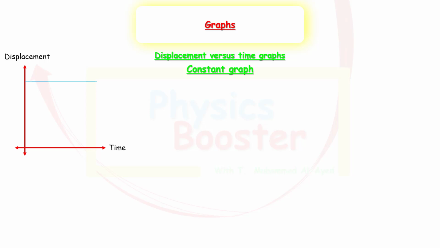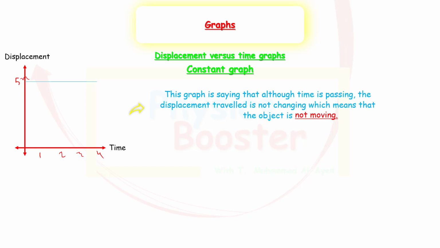Now, let's give certain values. For example, time here is in seconds, 1 second, 2 seconds, 3 seconds, 4 seconds, etc. And for displacement, let's say that the value here was equal to 5 meters, for example, okay? Now, from this graph, we can understand that although time is passing, 1, 2, 3, 4, etc., the displacement is still the same. The displacement is not changing.